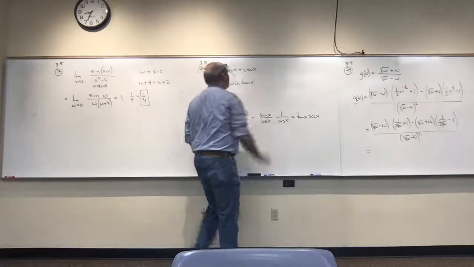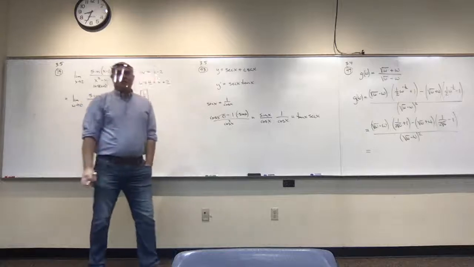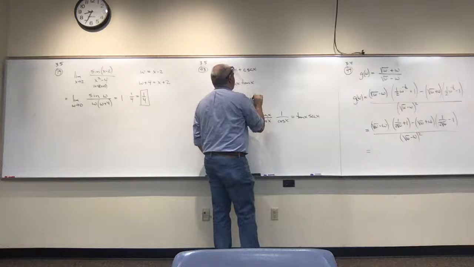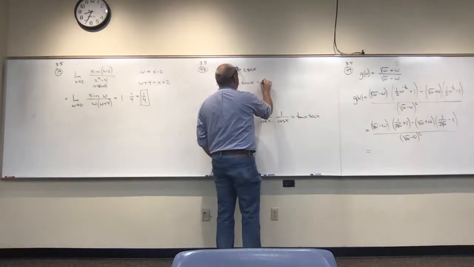And then what's the derivative of cosecant of x? It's very similar. Anybody remember? Negative cotangent x cosecant x. Yeah, negative cotangent x cosecant x.